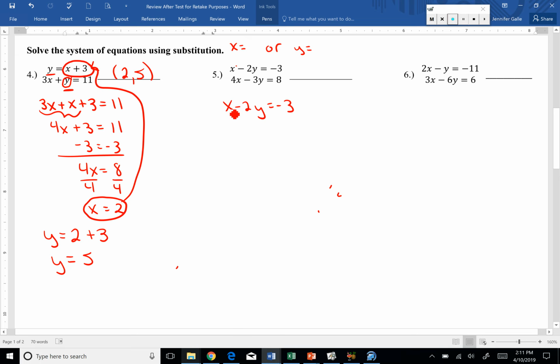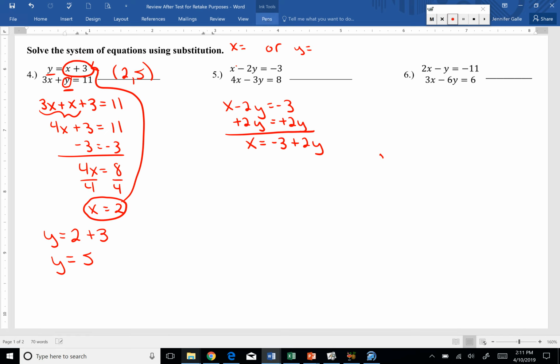So let's get the x by itself. In order to get x by itself, I need to take that minus 2y and move it to the other side. How am I going to do that? Add it, yeah. Lots of adds on that, awesome. All right, so when we do that, we have x equals. On the right side, the -3 does not have a y, so all I can do is write -3 plus 2y. That's all I can do at that point.